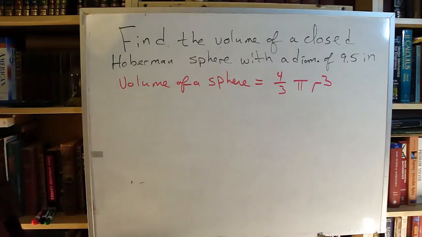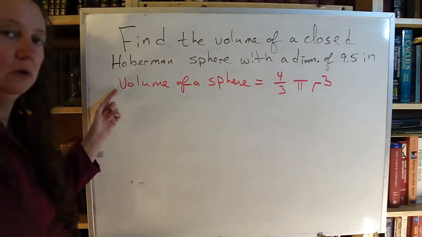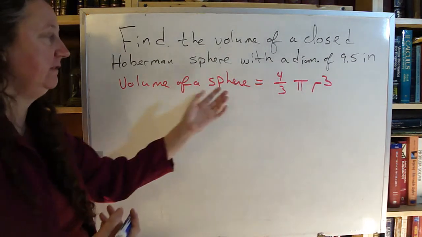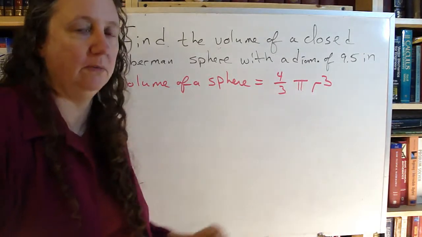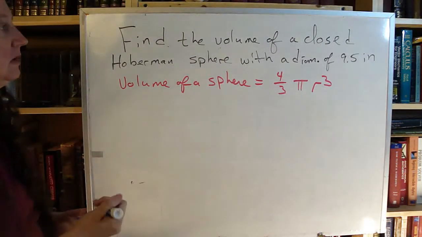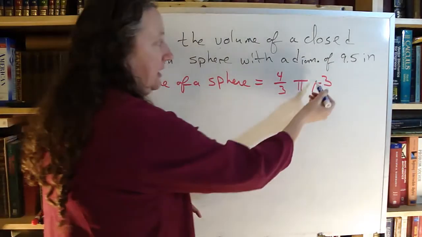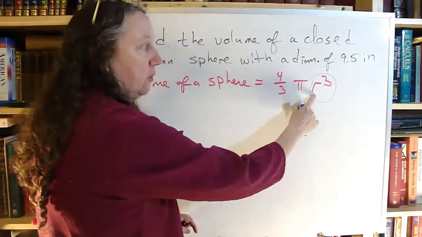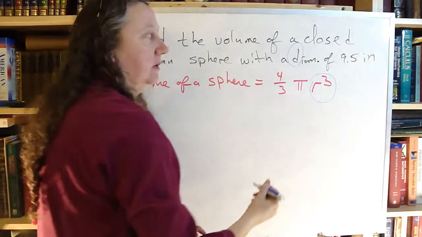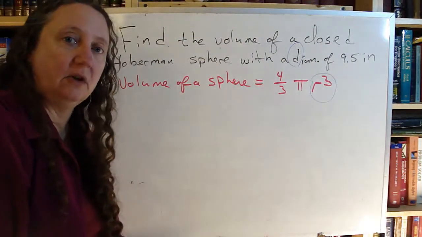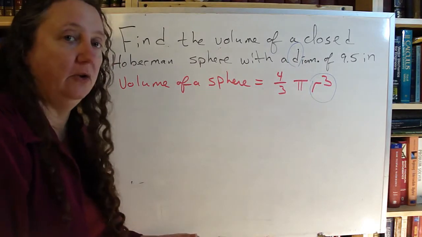Find the volume of a closed Hoberman sphere with a diameter of 9.5 inches. You need to look up and find the volume of a sphere, any sphere, is 4/3 times pi times r cubed. And then when you find this equation, you see that it's for r, but you see that this is the diameter. So if I want the radius, I need to divide that diameter by 2.